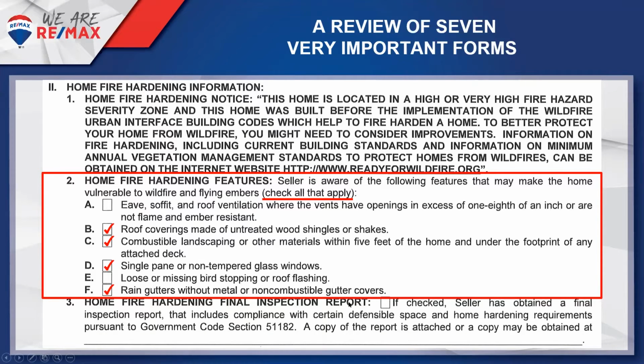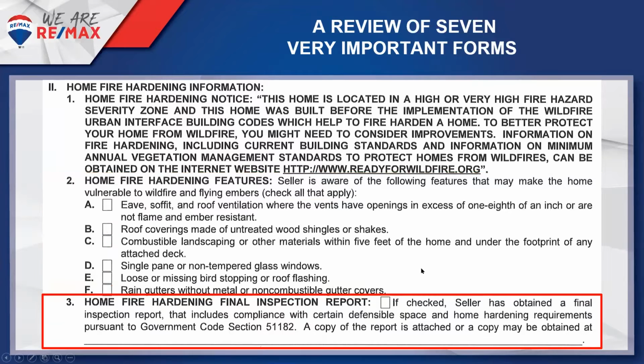I do have rain gutters without coverings on them, and I have a wood shake roof, and I got bushes right up against my house. So you check all that apply.